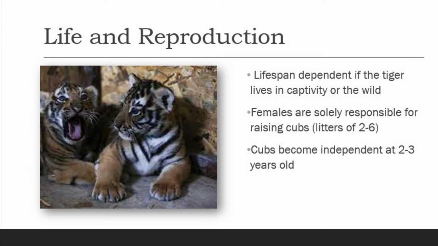And 105 days later, the female gives birth to a litter of 2 to 6 cubs. The cubs learn to hunt when they're only 18 months old, and they leave their mother at 2 to 3 years. From there, the cycle continues.